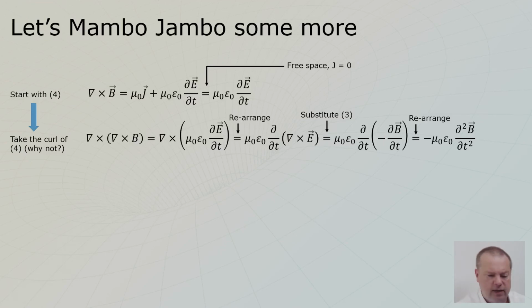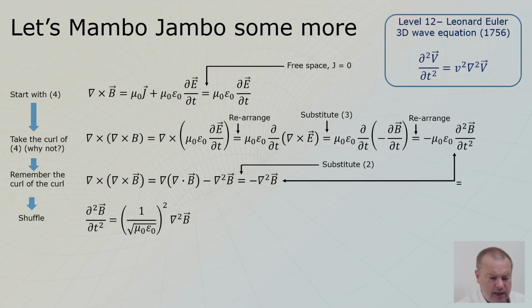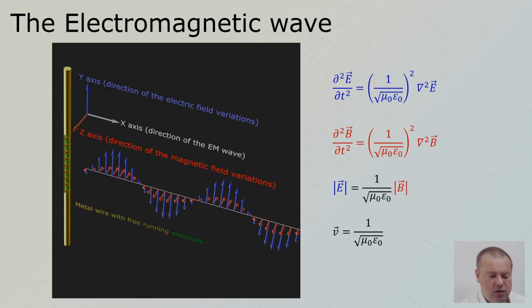I'm not going through the entire equation. It's almost the same as we did with the electric field. And then we apply the curl of the curl in a different way. The end result should match. We shuffle, and again, we see that the magnetic field is also a three-dimensional wave equation. Et voila! Hidden within Maxwell's equations are two waves, a magnetic field wave and an electric field wave. And together, they are called an electromagnetic wave.